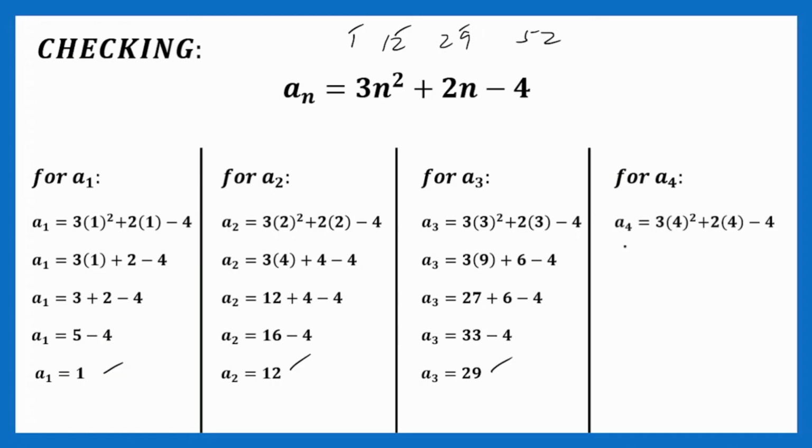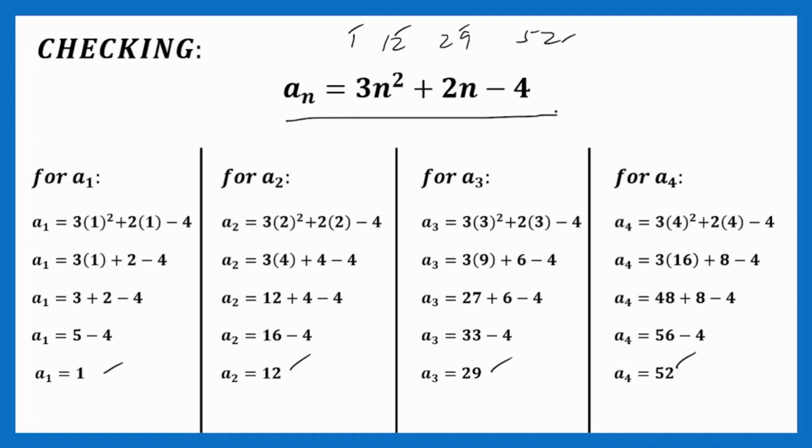Di pa tayo kumbinsido. Sige. 4 squared is 16. Tapos 2 times 4 is 8. 3 times 16 is 48. Bring down, bring down. 48 plus 8, 56. Minus 4, 52. Alright. So, therefore, correct ang ating general formula. Ayan. So, that's it. That's how you deal with quadratic sequences.